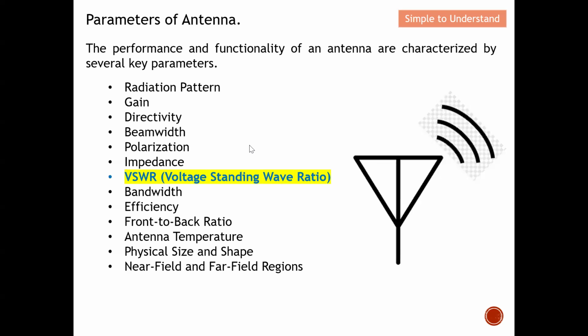These are the key parameters of antenna. I have done all this discussion, mainly on radiation pattern, gain, directivity, beam width, polarization, and antenna impedance. In this video, I'm going to concentrate on VSWR, voltage standing wave ratio. The rest I will do in a later video on the antenna discussion.